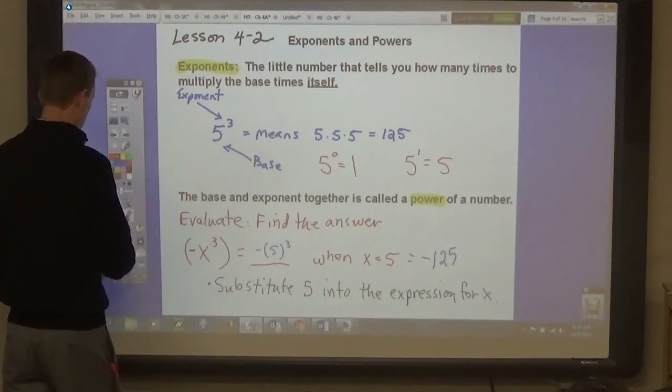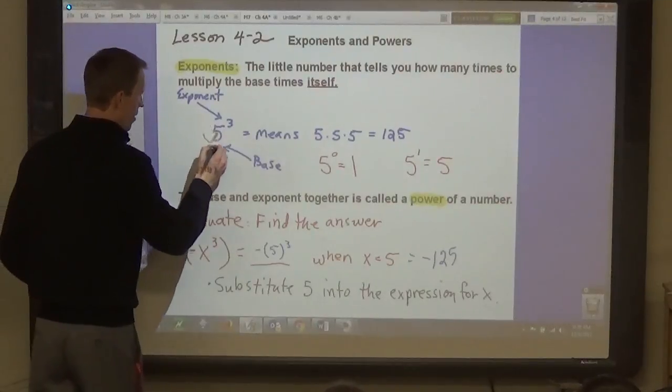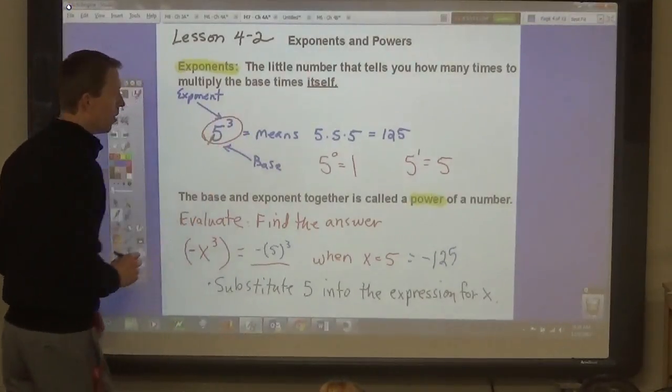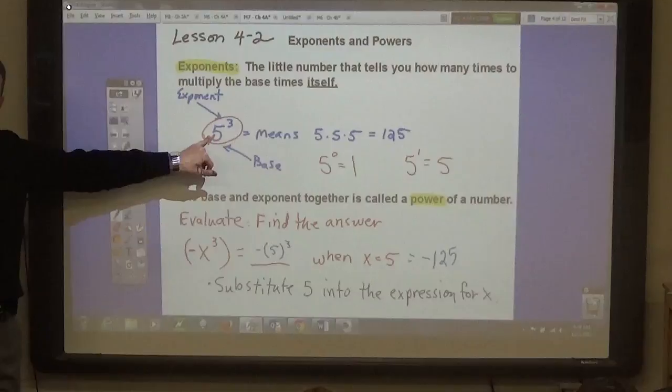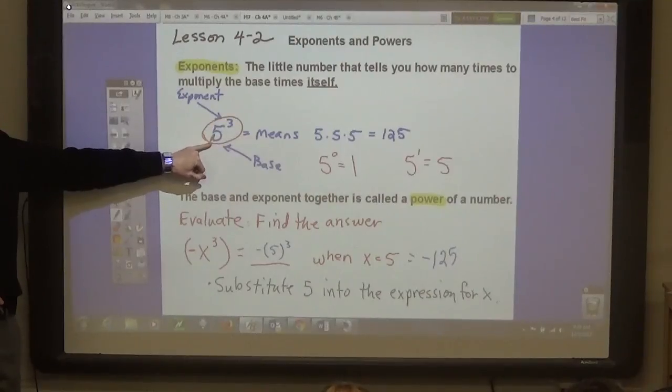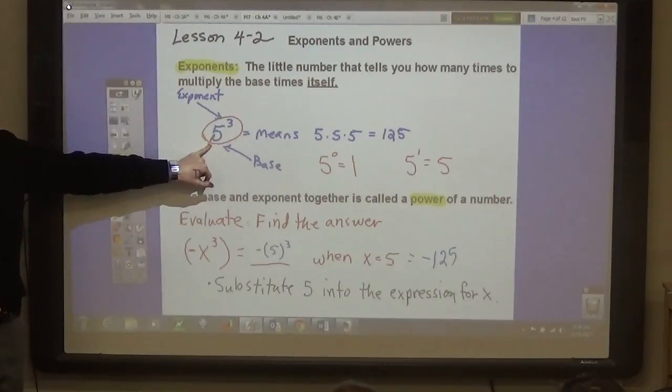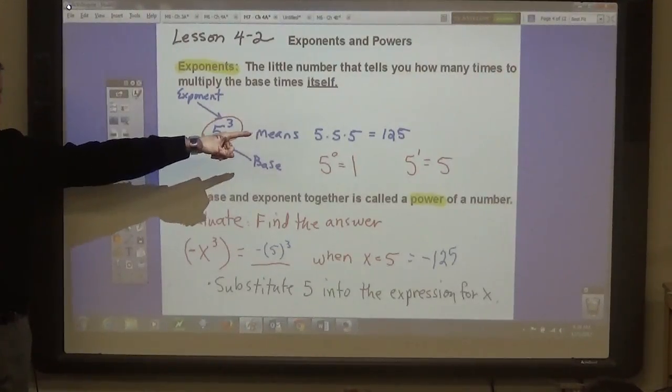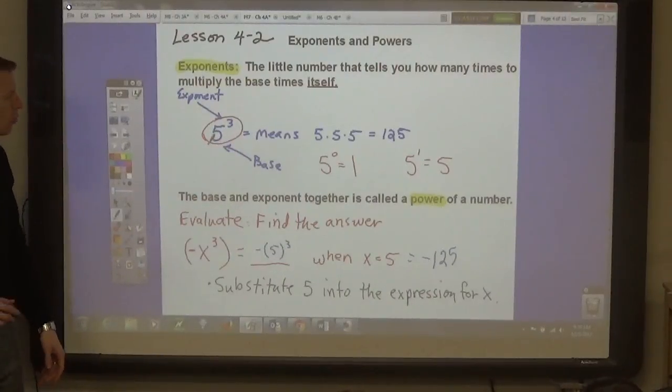I don't want to do that, I want to do this. This whole thing is called a power. This number is written as a power. Okay? What number is written as a power? What is this equal? You know what this equals? What does this equal? Jacob? That equals 125. Yeah, it equals 125.